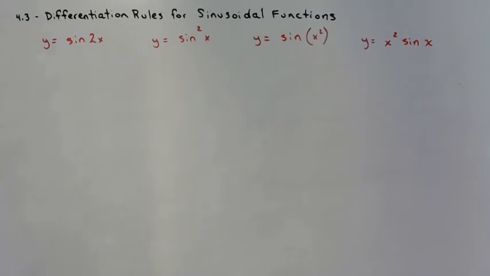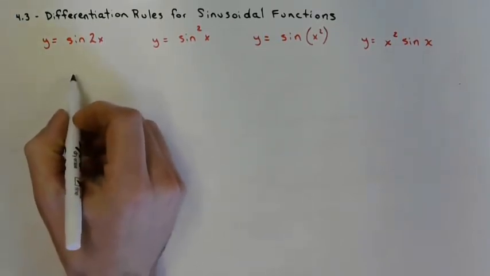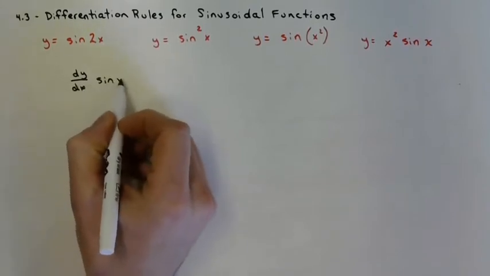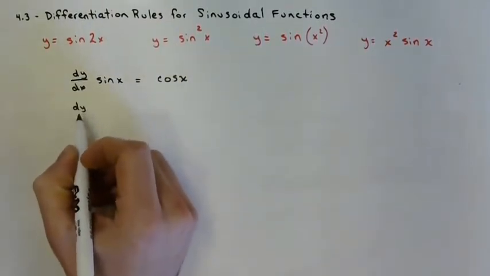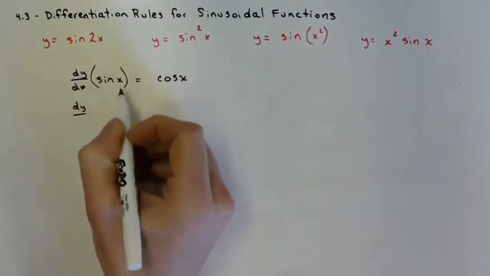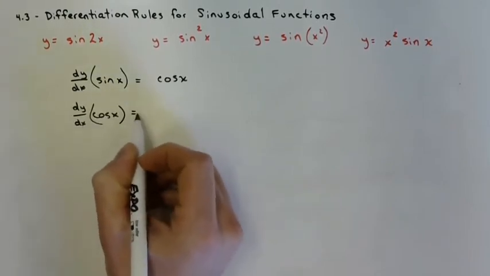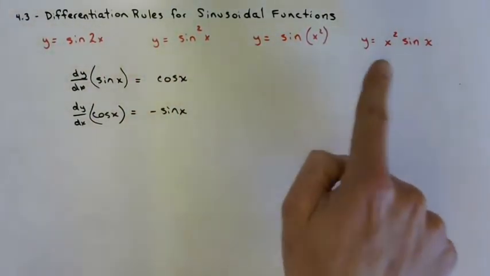4.3 Differentiation rules for sinusoidal functions. So yesterday we worked with pretty basic rules. We learned that the derivative of sine of x is cosine of x, and we learned that the derivative of cosine of x is negative the sine of x. But what if we get more complicated sinusoidal functions like these?